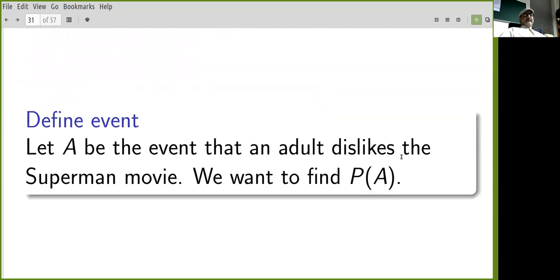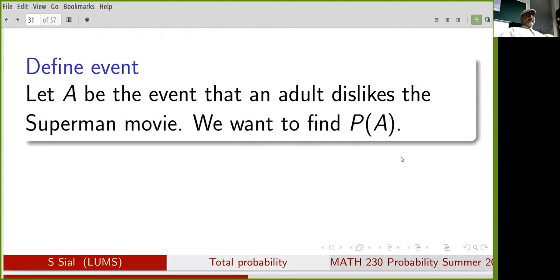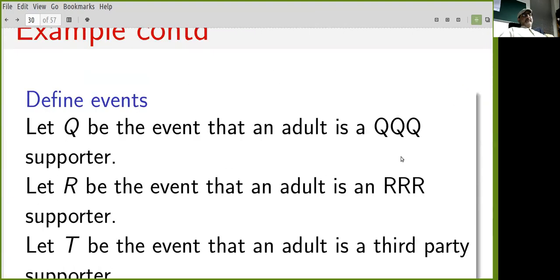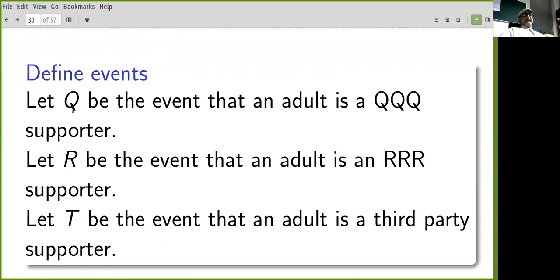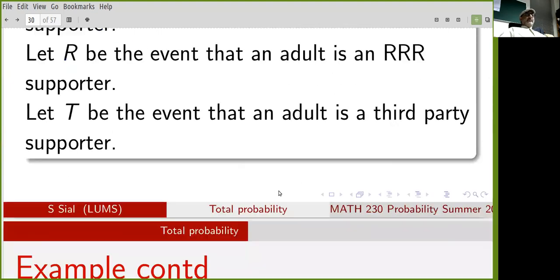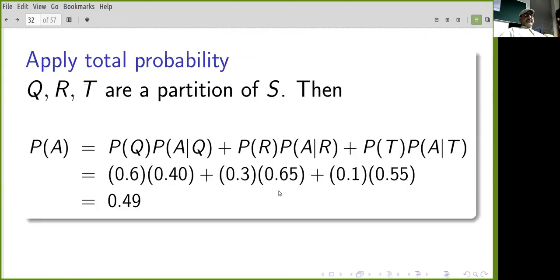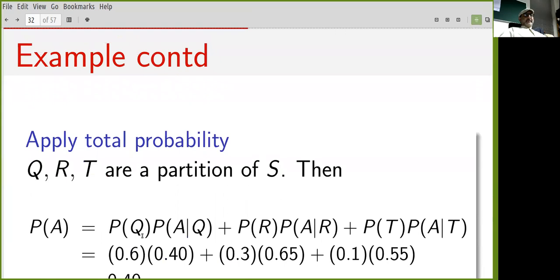Okay, let A be the event that an adult dislikes the Superman movie. So we want to find the probability of A. So that's the probability of A intersection Q, plus the probability of A intersection R, plus the probability of A intersection T, or using the multiplication rule, that's the probability of Q times the probability of A given Q, plus the probability of R times the probability of A given R, plus the probability of T times the probability of A given T.